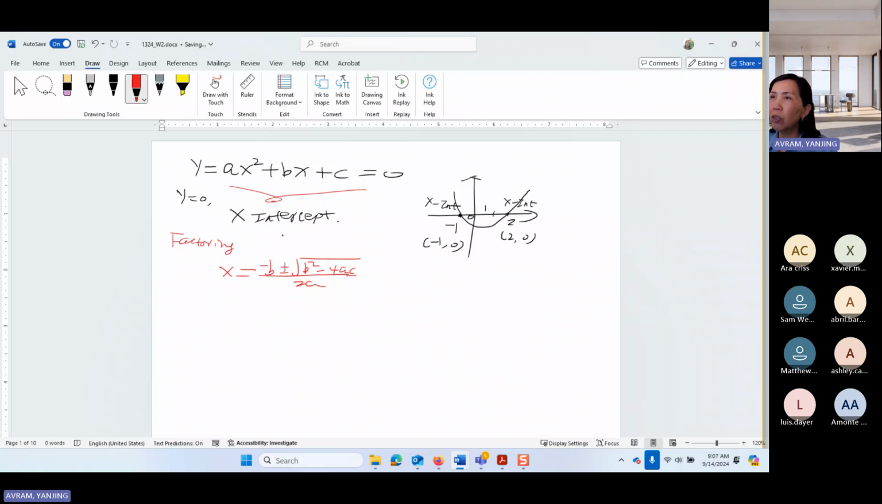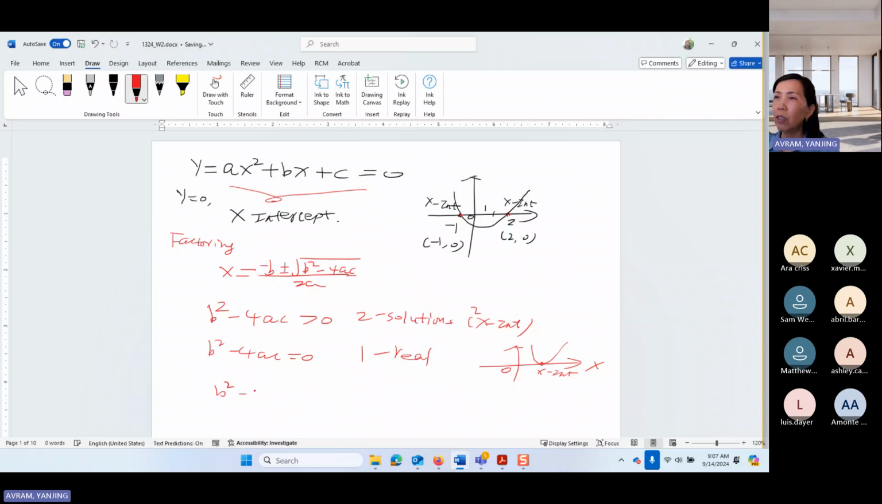So that is the factoring. If you want to calculate this whole thing, you will have to use the entire formula, right? And b squared minus 4ac has a name: it's called the discriminant. If this is greater than 0, you will have 2 x-intercepts, meaning 2 solutions. If b squared minus 4ac equals 0, you're going to have just one real solution. So this one touches the x-axis, and you only have one x-intercept here.